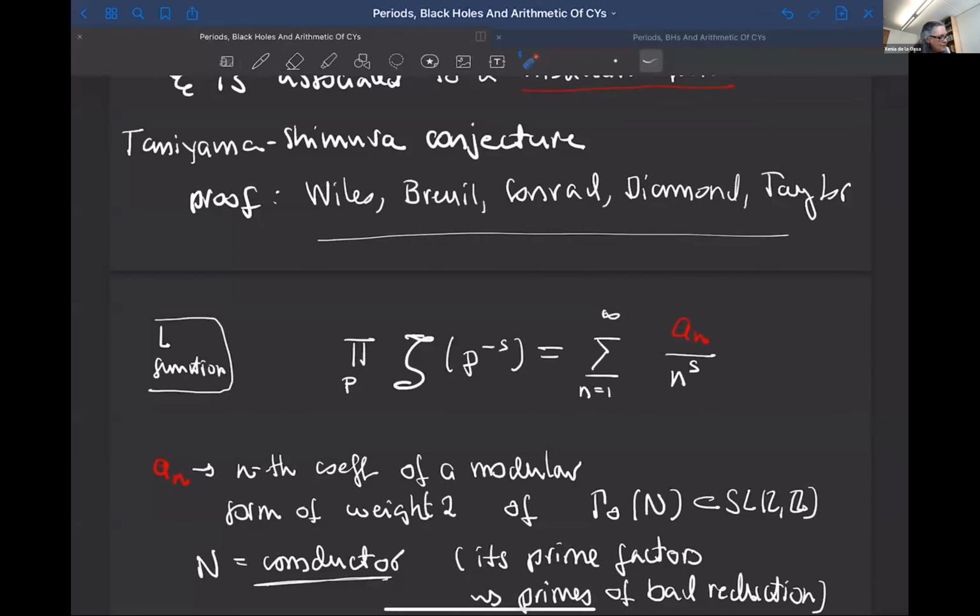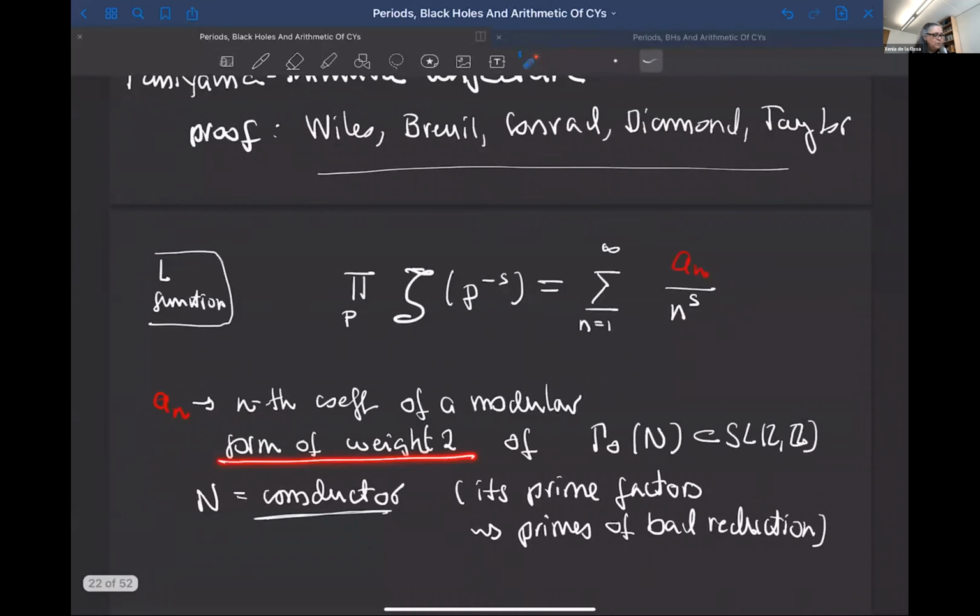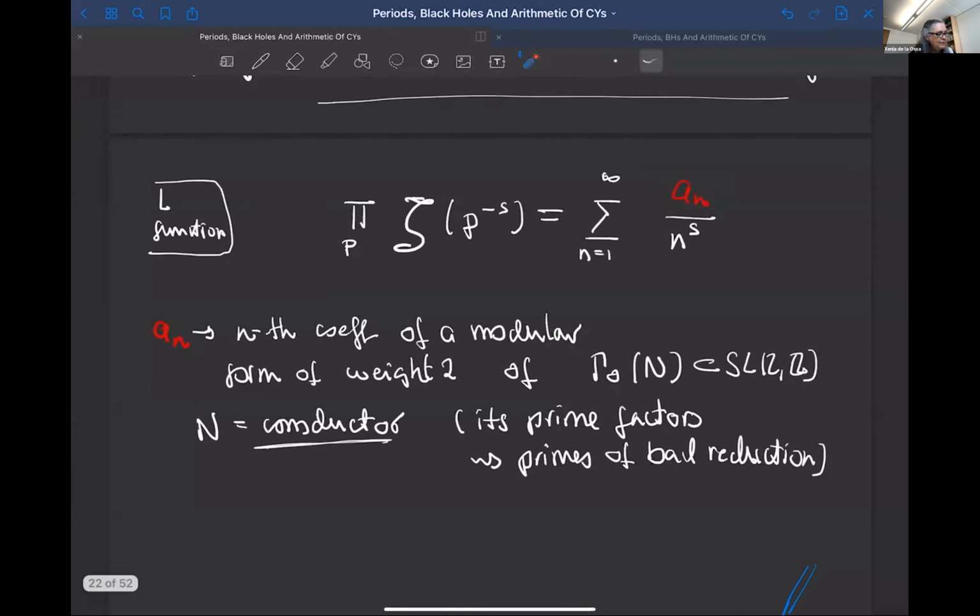And these coefficients are the nth coefficients of a modular form of weight 2 of the congruence subgroup Gamma_0(N) of SL2(Z), and N is called the conductor. It's a number whose prime factors are the primes of bad reduction, so where the elliptic curve is singular. This is an incredibly beautiful statement about modularity of elliptic curves.